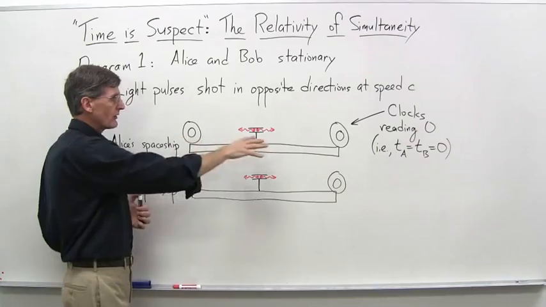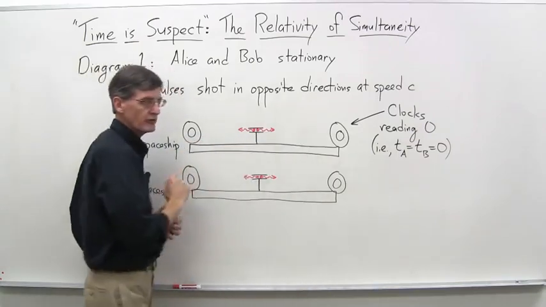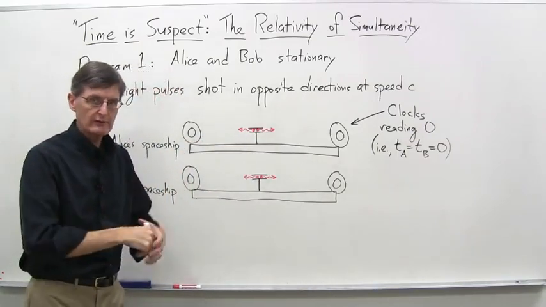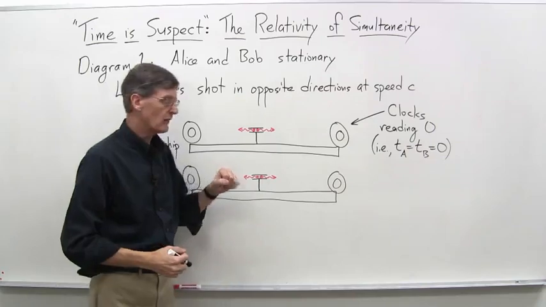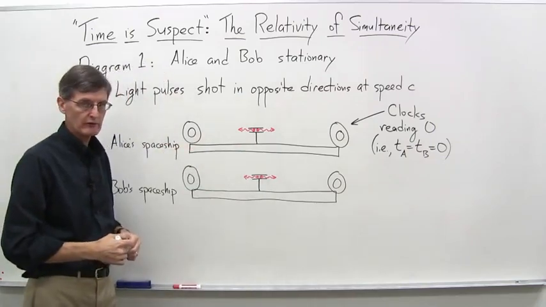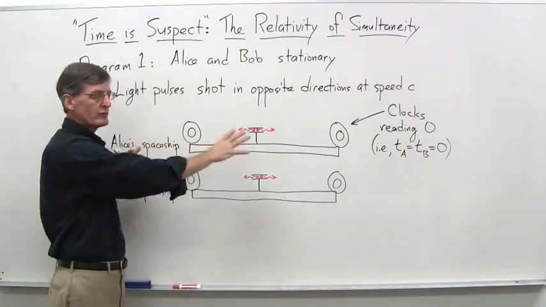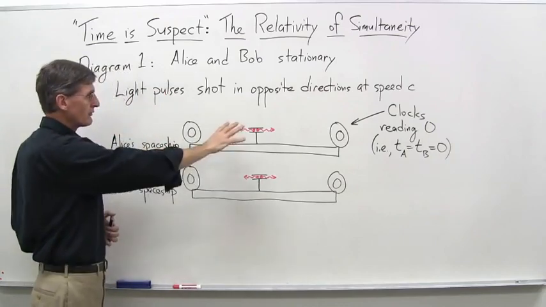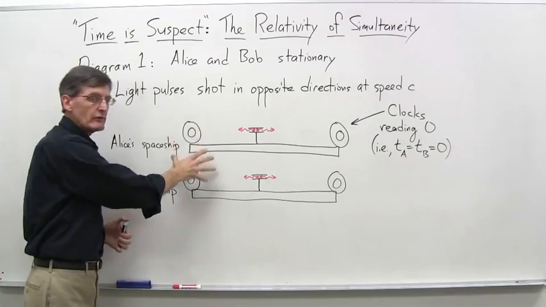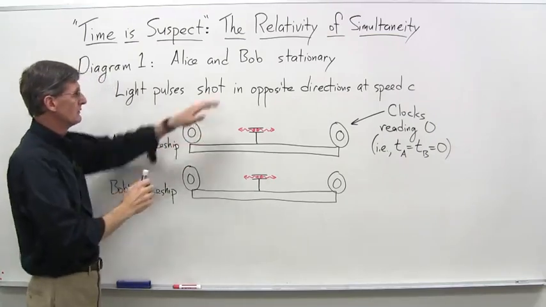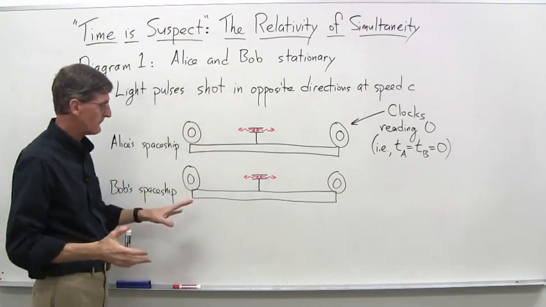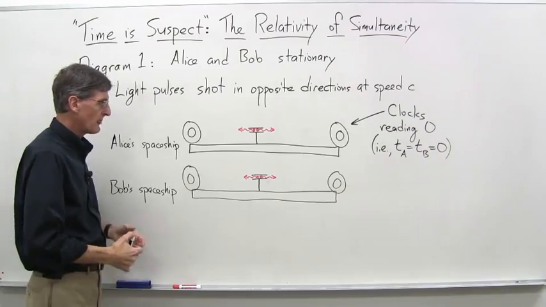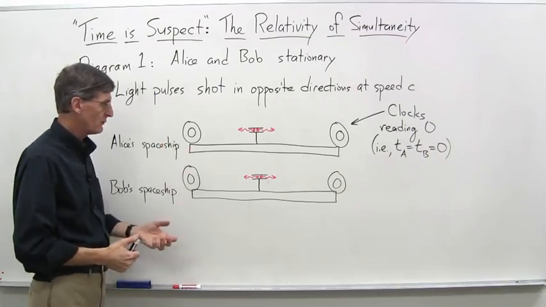Well, we have the clock set up so that when a light pulse reaches the clock, it sets a little trigger, takes a photograph, and records the time on that clock. Same thing for this clock and Bob's clocks as well. So here's our initial situation. Light pulses are shot in opposite directions. Alice and Bob are stationary in this first scenario that we're looking at. Nobody's moving. They're just sitting right next to each other. And they each do the experiment.